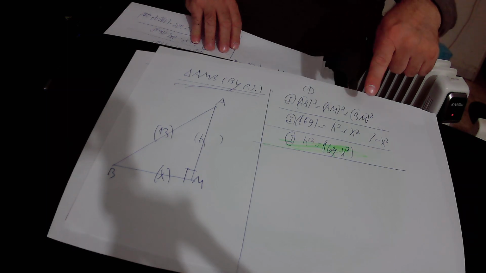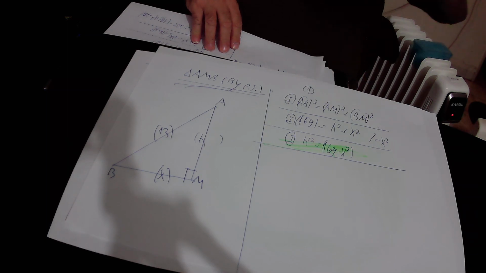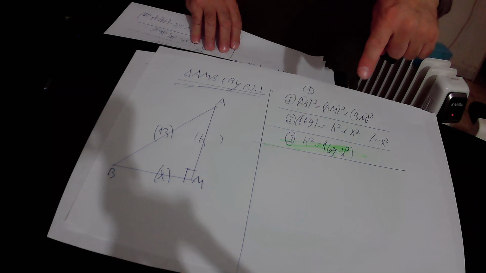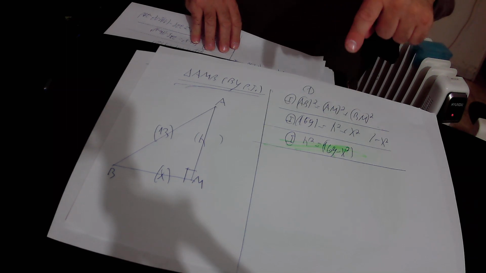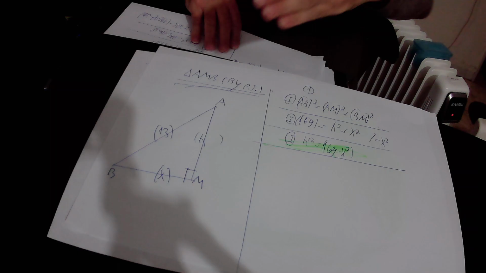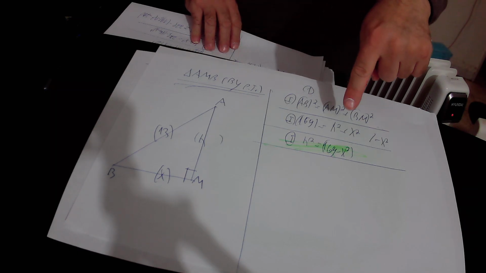Here we subtracted X squared from equation number 1, and finally found out that H squared equals 169 minus X squared. Okay, according to equation number 1, H squared equals 169 minus X squared.